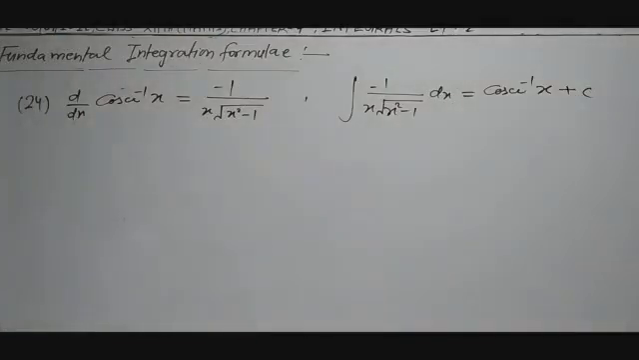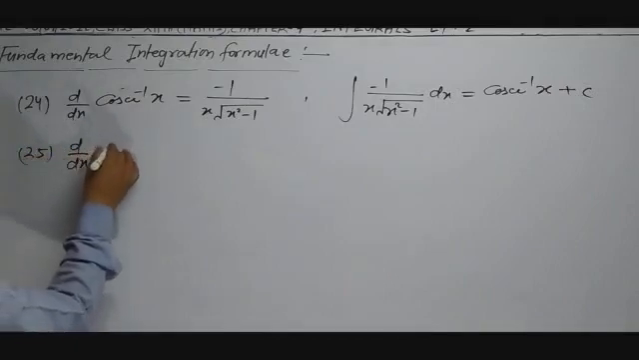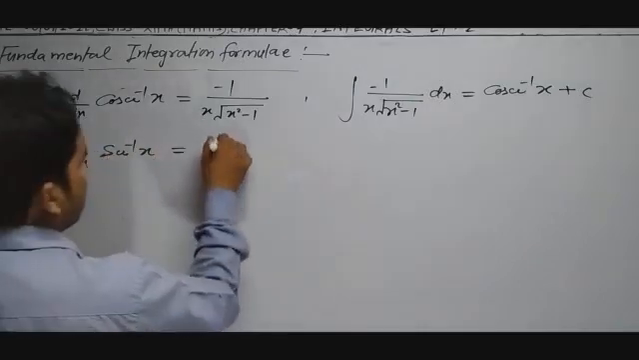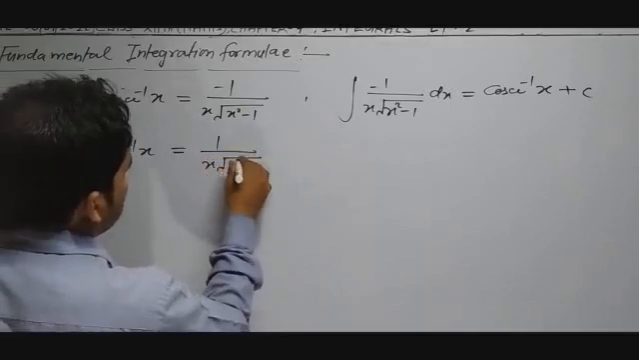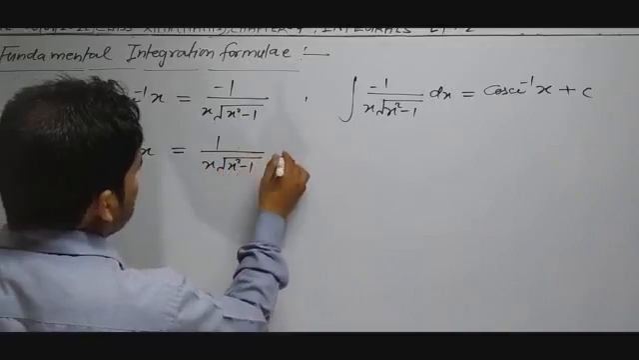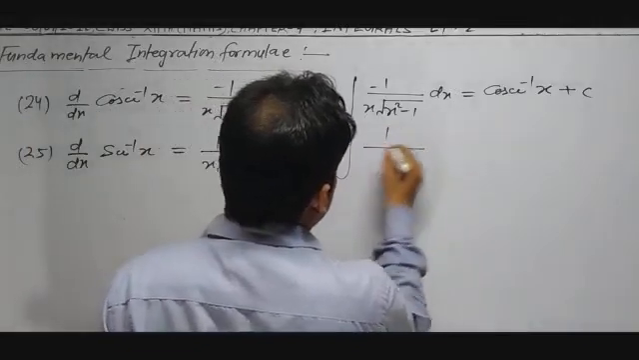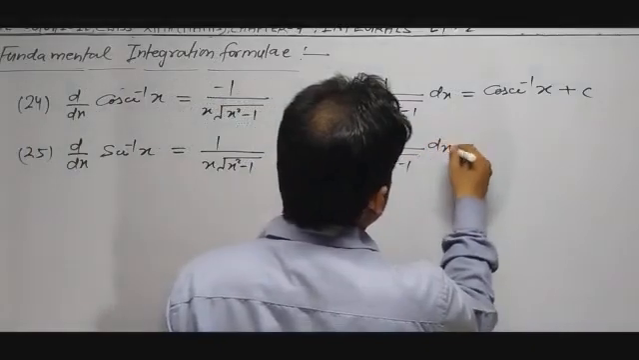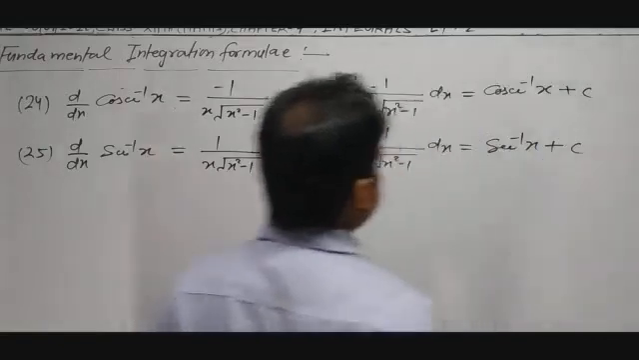Now come to formula number 25, d by dx of sec inverse x. Its result is, with positive sign, 1 upon x root over x square minus 1, and its antiderivative, 1 upon x root over x square minus 1 dx, result you will get sec inverse x plus c.